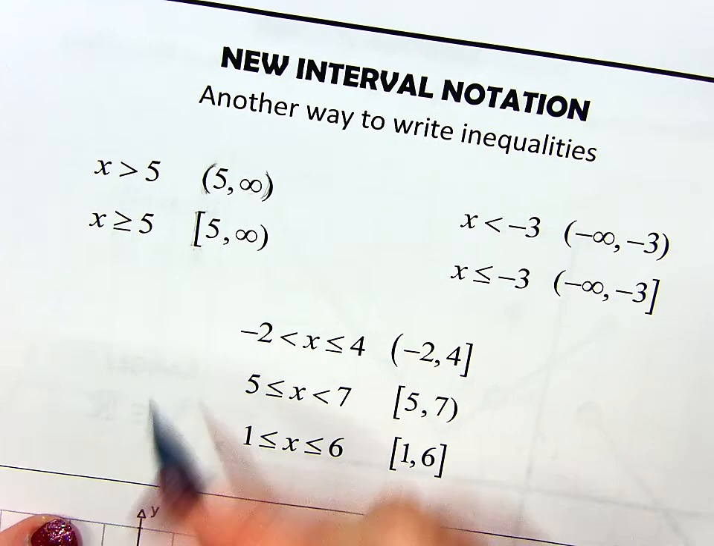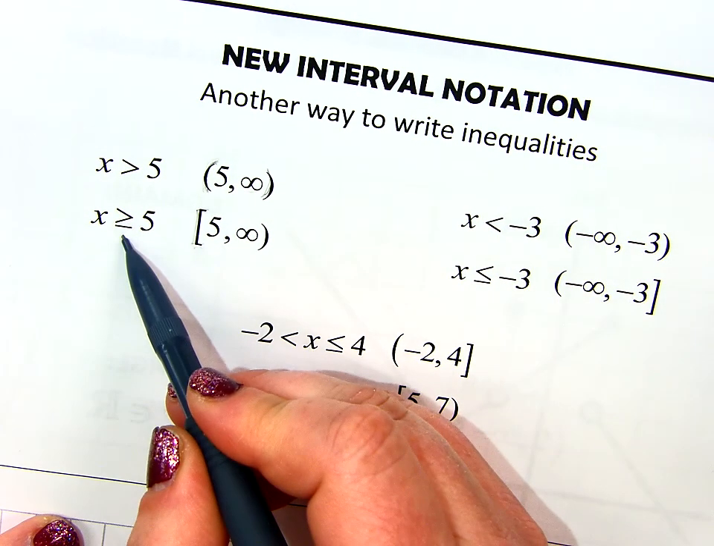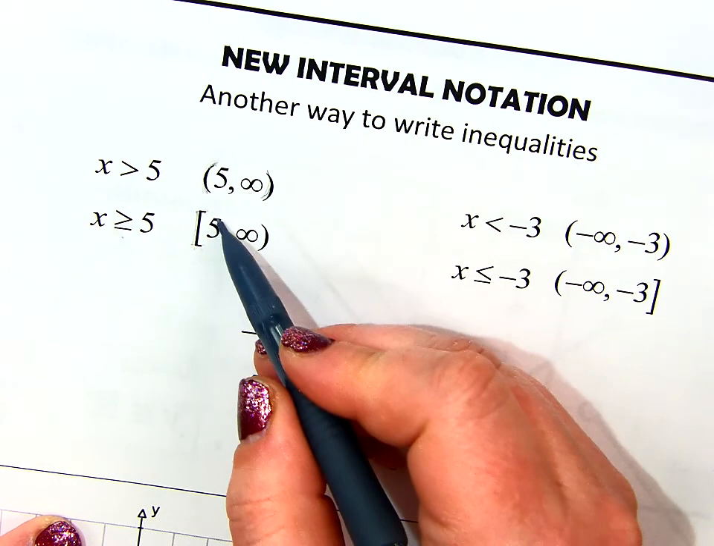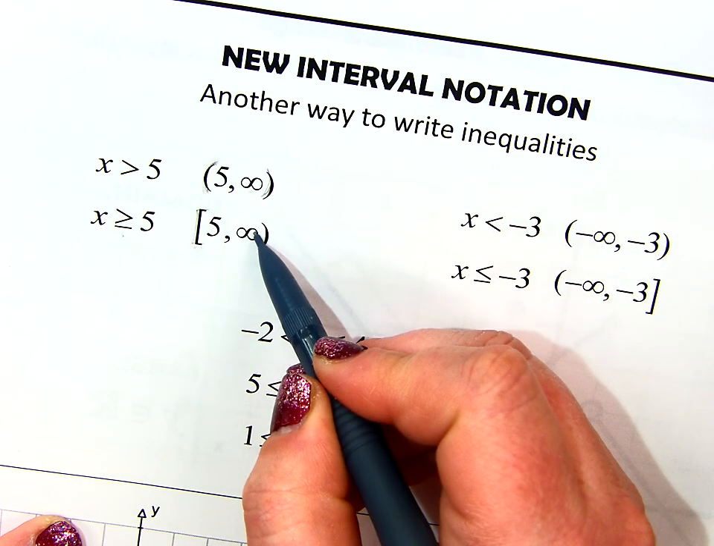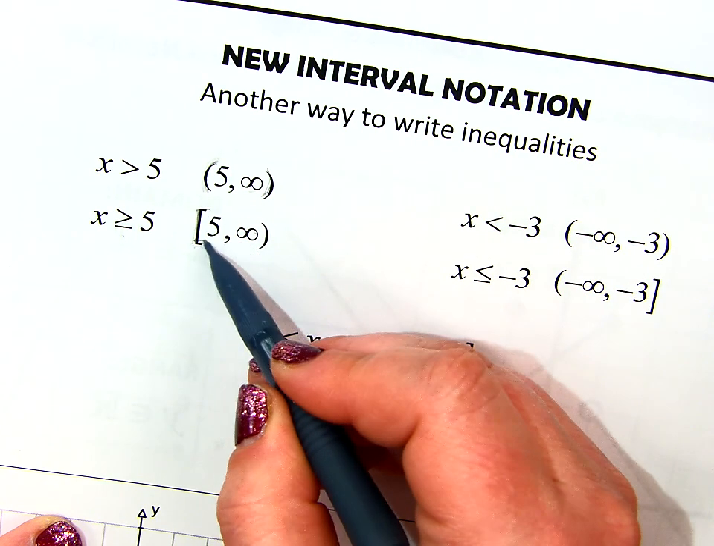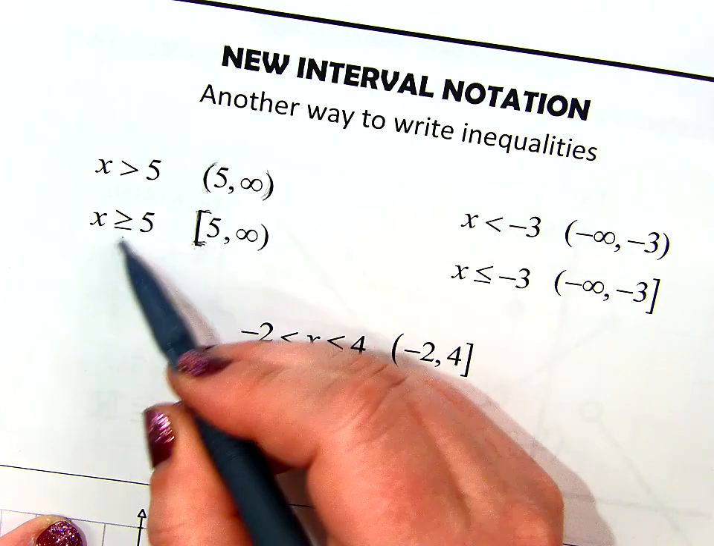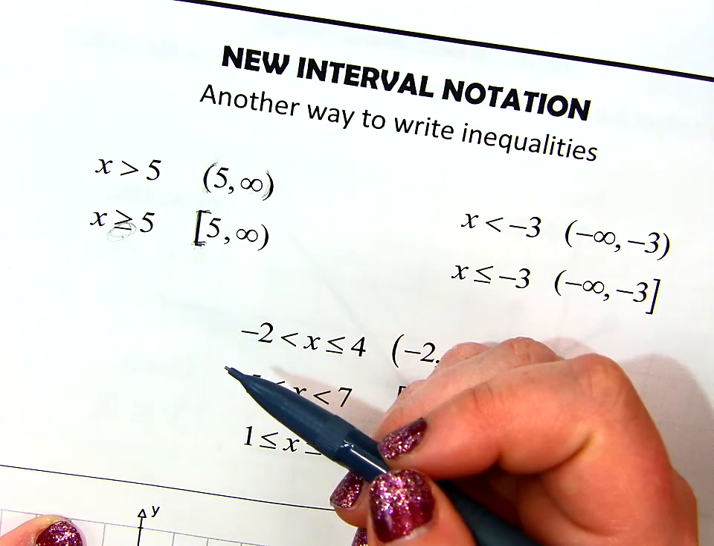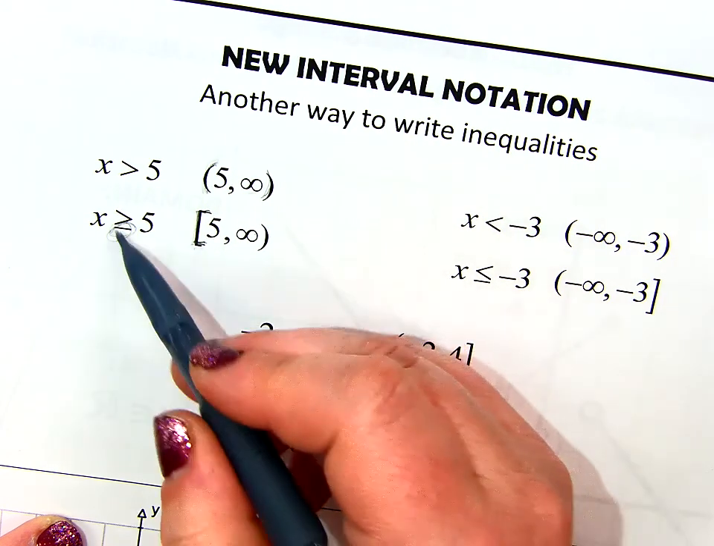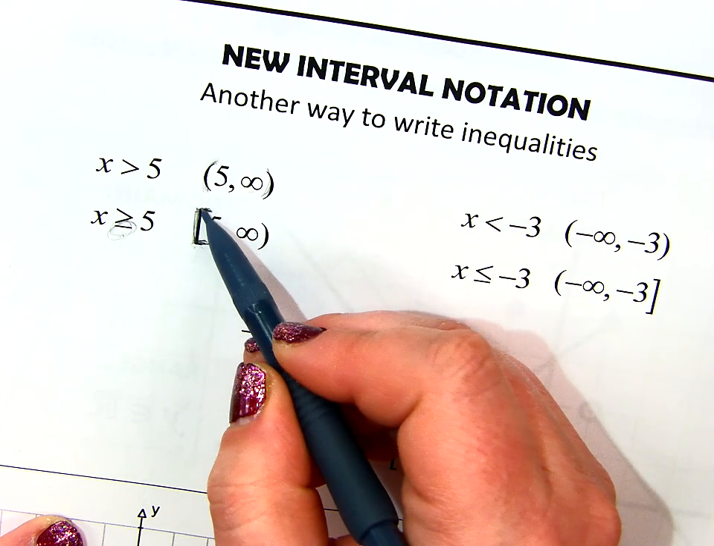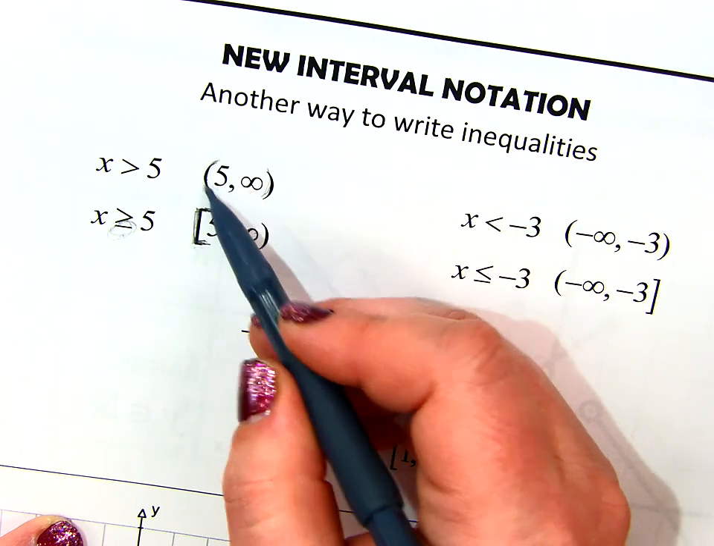So now if I want to include that 5, so if I want x is greater than or equal to 5, I'm going to start at 5, and then again I'm going off to positive infinity, but I use this straight bracket here to include the 5 if I want to. Okay? So if I have the or equal to, I'm going to make it straight. If I don't, I make it smooth.